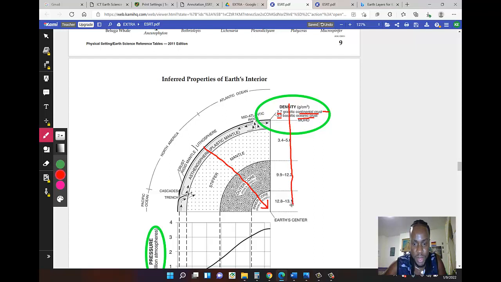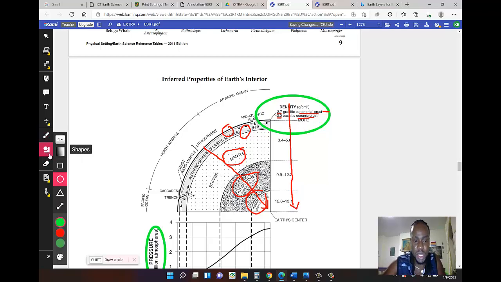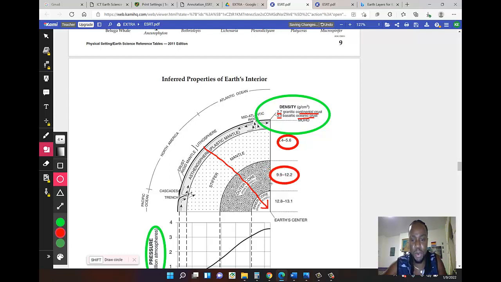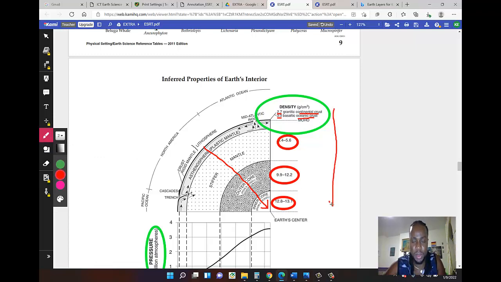Then as you move downward, you would observe something. The density is increasing as you move from the Earth's crust to the asthenosphere, sorry, and then to the mantle, and then to the outer core, and then to the inner core. You would observe that density keeps increasing all the way down. So you see density here being 3.5 to 5.6, and then 9.9 to 12.2, and then 12.8 to 13.1. So density increases downward as you go deeper and deeper into the Earth.